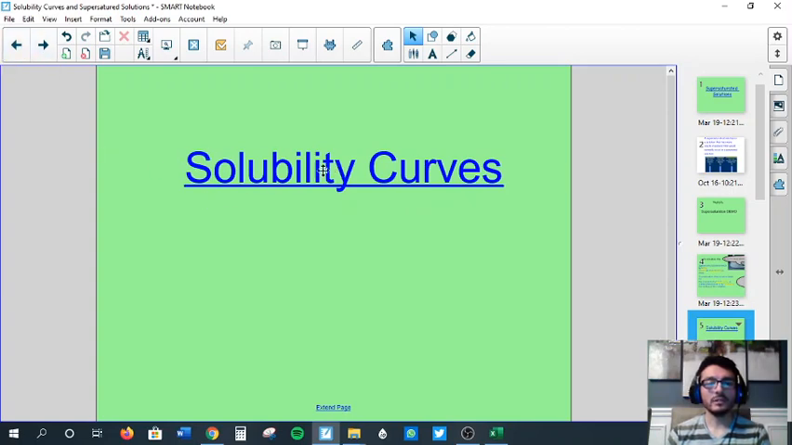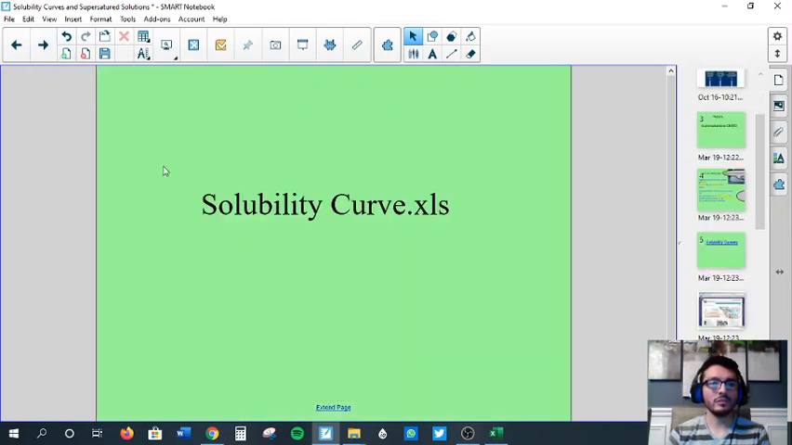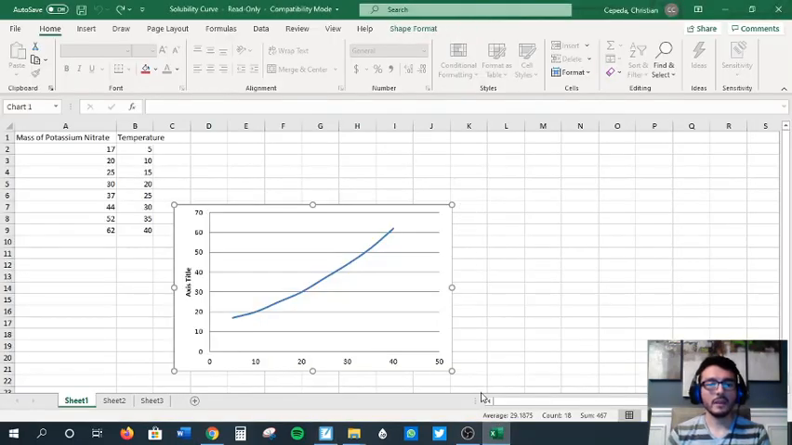Now a solubility curve, which is certainly related to that, is what we're going to do next. We would go into a Gizmo simulation here, and we will use explorelearning.com. But for now, I'll just show you what the results look like. In the simulation on explorelearning.com, you perform a virtual lab, which would yield certain results. I already have this Excel file open, and it looks like this.